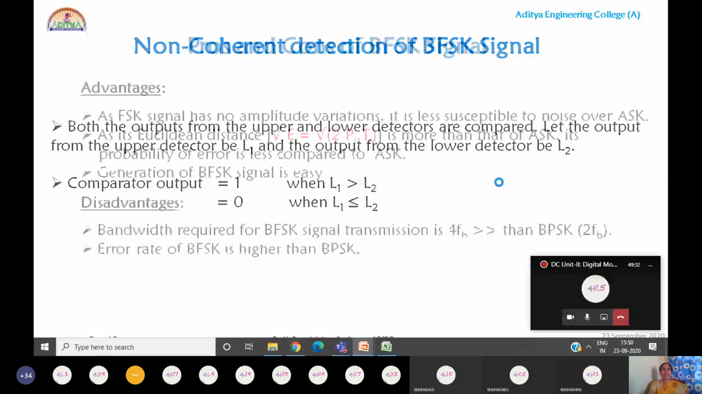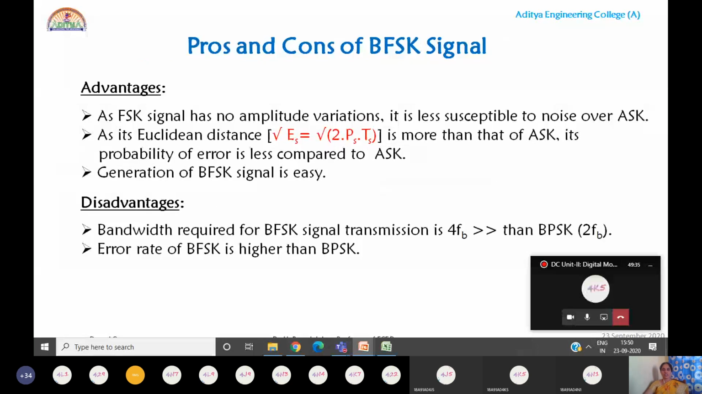Now let us move to the advantages and disadvantages of FSK signal. Please go through the advantages. What is the first advantage? FSK signal has no amplitude variations, because in FSK and PSK, the modulated signal has no change in the amplitude. The amplitude is constant. So that's why it is less susceptible to noise over ASK. That is the first advantage.